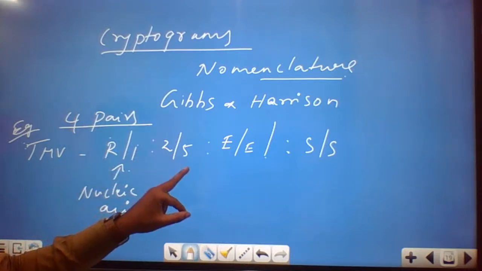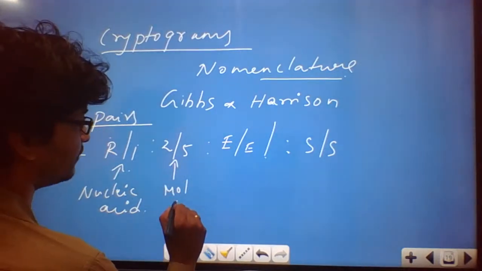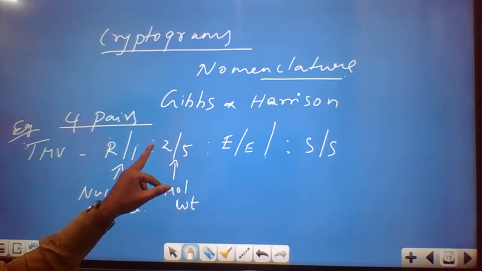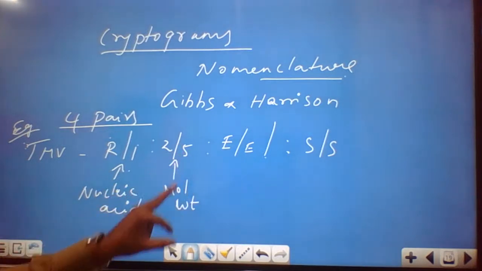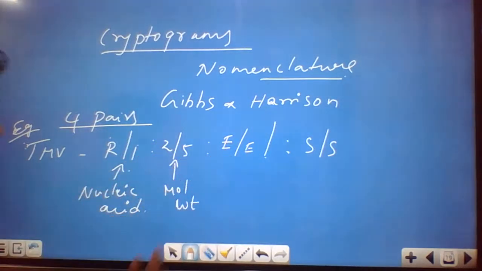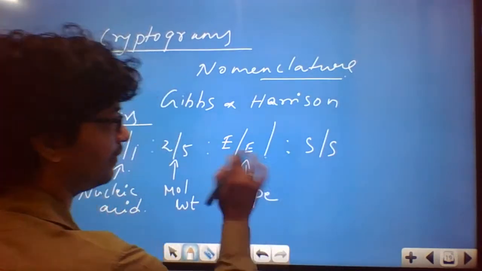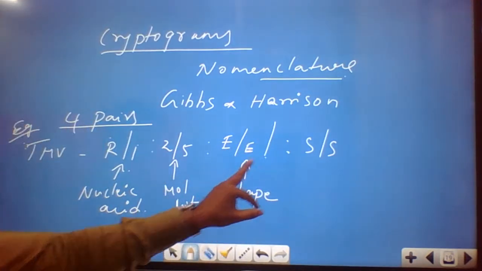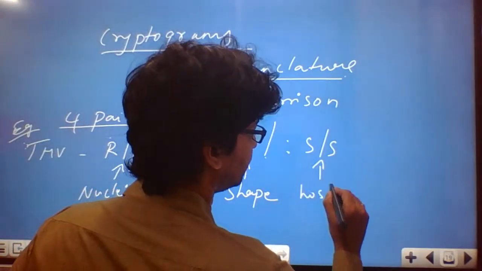And the second pair is the molecular weight. For example, in 2/5, the 2 is for about 2 million, the molecular weight, and 5 is the percentage of nucleic acid. And E/E is the shape of the virus, maybe elongated or helical. Based on that, the letter for the shape is given. The third pair is for the shape, and the fourth is the host infection.